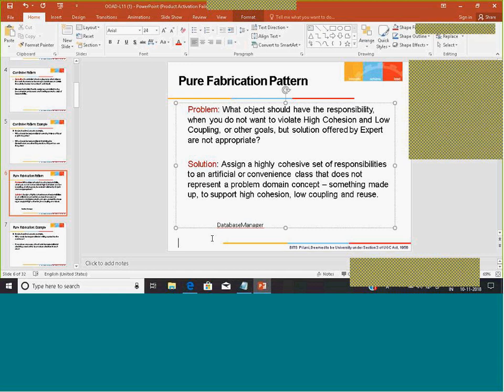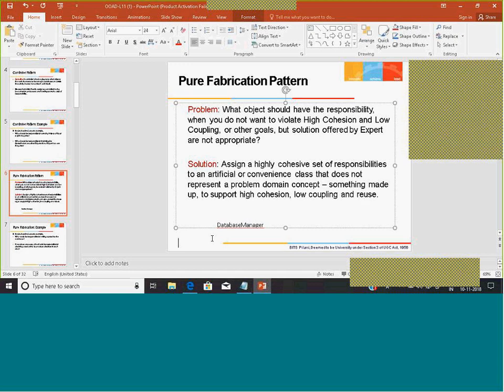As per the information expert pattern, because the player has the information which is to be written to the database, let the player do it. In this case, we need a new class, which we call a fabricated class, an artificial class, in which we put all the activity, all the tasks which are related to the interfacing with the database. Right? We might give it a nice name so that it is understandable, say database manager.